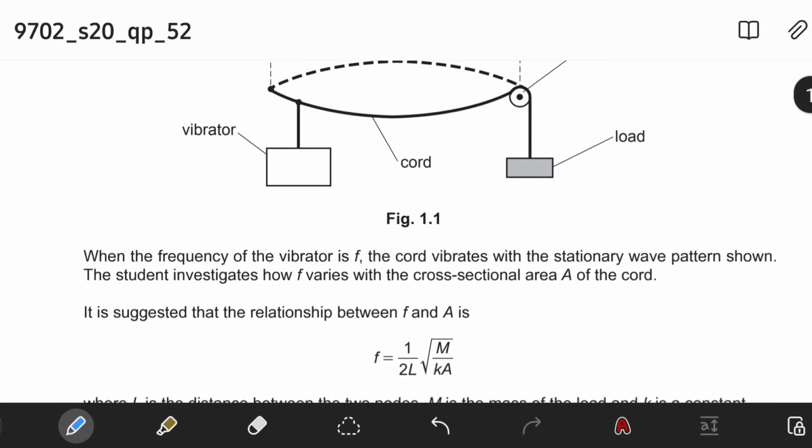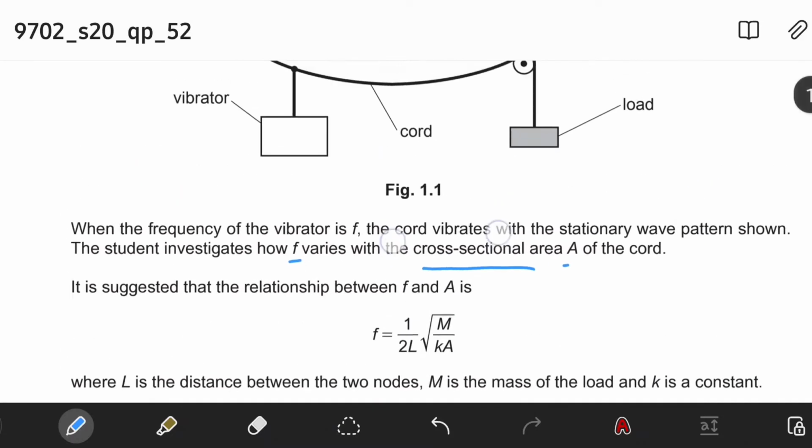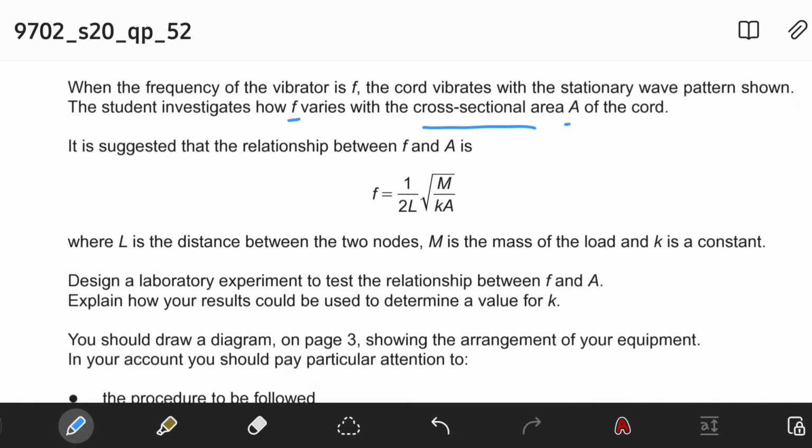When the frequency of the vibrator is F, the cord vibrates with the stationary wave pattern shown. The student investigates how F varies with the cross-sectional area A of the cord. It is suggested that the relationship between F and A is this, where L is the distance between two nodes, meaning these are the nodes, M is the mass of the load, and K is the constant. Design a laboratory experiment to test the relationship between F and A. Explain how your results could be used to determine a value for K.